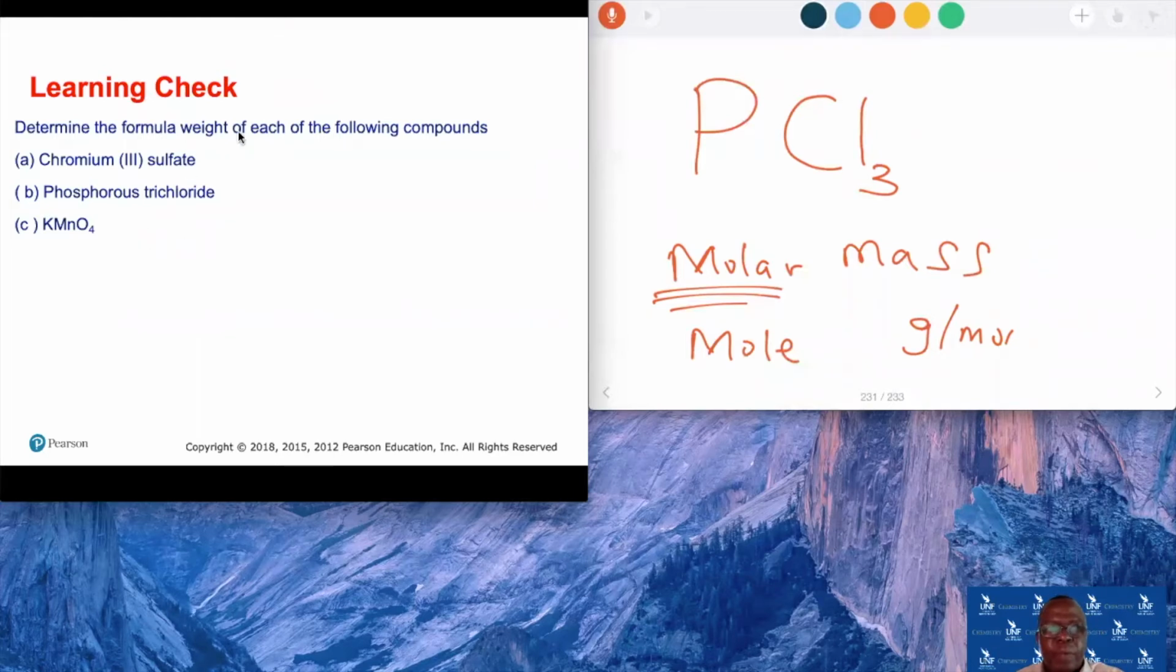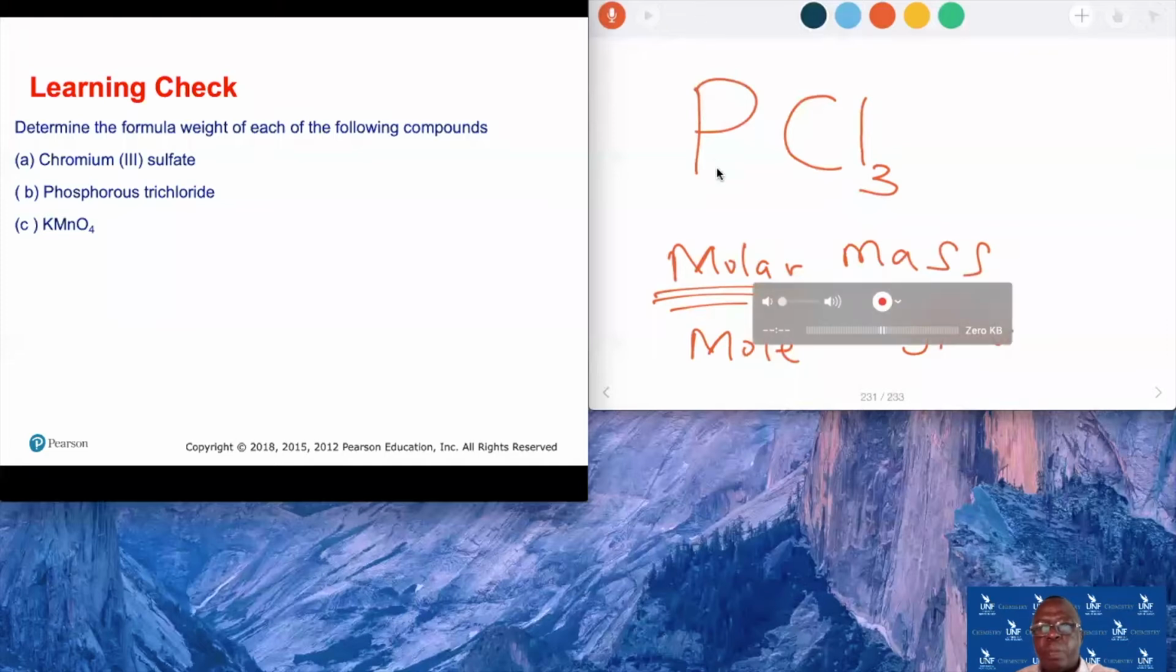When you are asked to find the formula weight, that means you take just the formula of a compound, which could be an ionic compound or a molecular compound. Still the same concept of using the periodic table. Here on my whiteboard is phosphorus trichloride. By now, you should be able to interpret the periodic table and identify the atomic mass of each element.